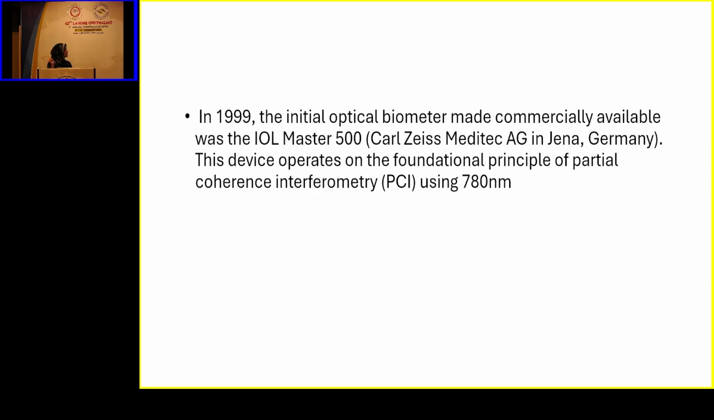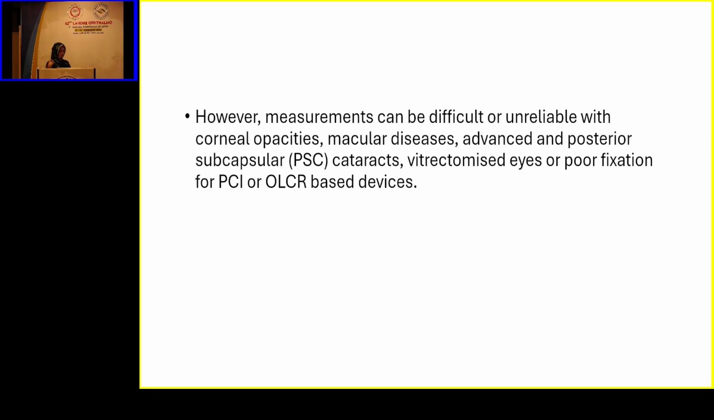In 1999, the first optical biometer, IOL Master 500, was made commercially available, and it used a wavelength of 780 nanometers. But as we became greedier about outcomes of cataract surgery, we also found problems in this once thought to be a perfect machine. The shortfalls of this machine included patients with dense cataracts, corneal opacities, subtle macular diseases, poor fixations, vitrectomized eyes.